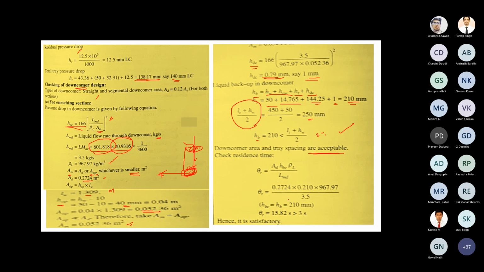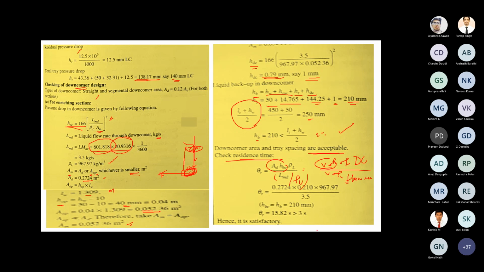Next, you have to check the residence time. That is theta R, how will you calculate? Volumetric flow rate divided by volume. Sorry, volume of downcomer divided by volumetric flow rate. This is volume of downcomer by volumetric flow rate in the downcomer. Okay, this is area into HBC, this is your volume. So LMD by rho L, that is the volumetric flow rate.